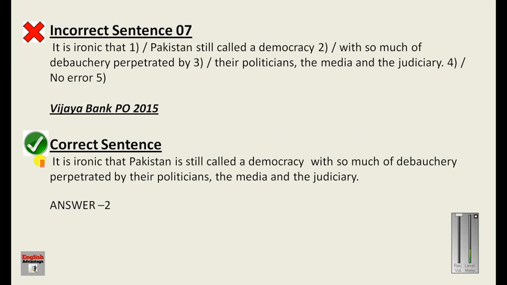So that is why this sentence you have to say in passive voice. It is ironic that Pakistan is still called. It is called by people. Pakistan is, now here you have to say "is". Pakistan is still called. Okay, it's still called what? It's still called a democracy with so much of debauchery perpetrated by their politicians, the media and the judiciary. This is how this sentence can be corrected, and your answer will be 2.